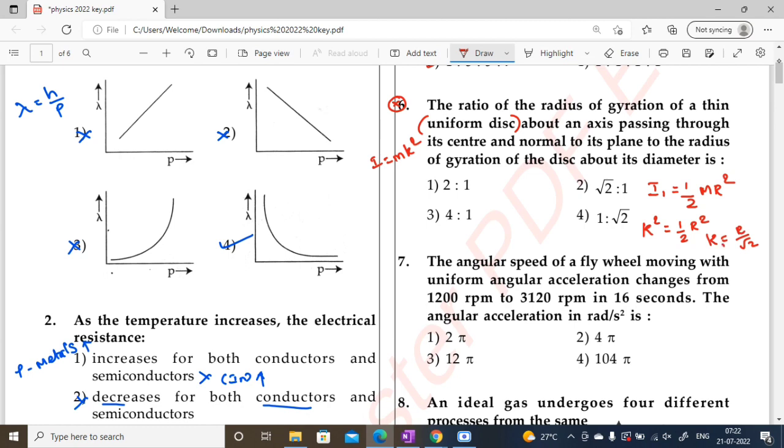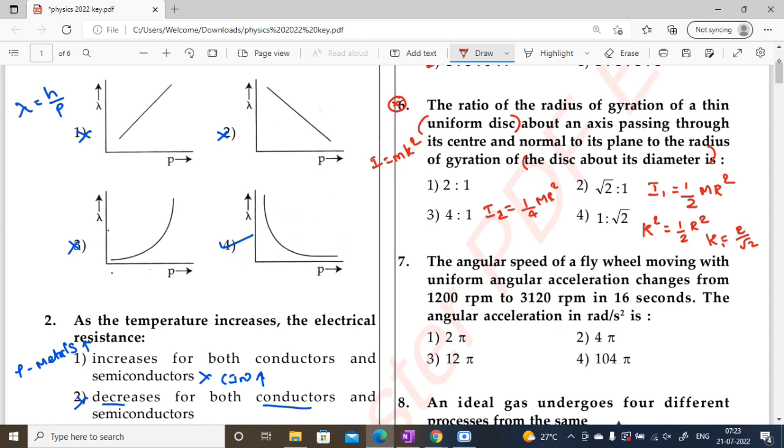Very simple. Try to solve the similar case for the next situation. So they say the disk about the diameter. So we need to find the radius of gyration along the diameter, right? So for that we have the inertia formula. So I2 is equal to 1 by 4 mr square. So again, I'm trying to make it very simple.